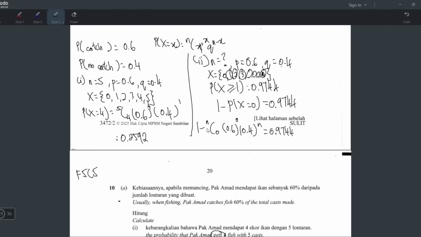Because there's some things you can cut here. NC0 is 1, 0.6 power 0 is 1. Yeah, anything C0 is 1. That's why this become 1 already. So it's just left with 1 minus 0.4 power N equals to this.